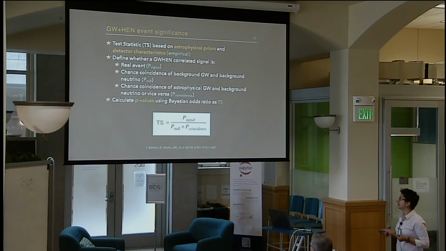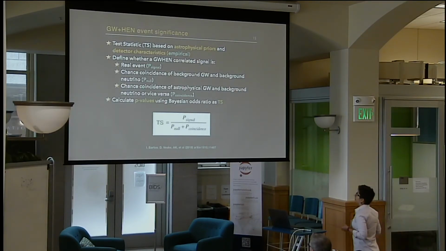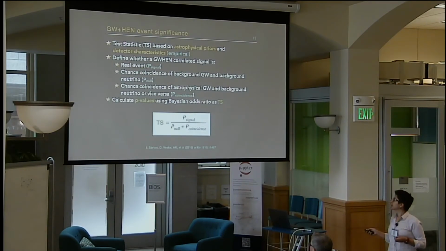Then we calculate our p-values using the Bayesian odds ratio, or Bayes factor, simply by p signal over p null plus p coincidence. The difficulty here is to define all these priors very carefully, which our brilliant graduate students do.